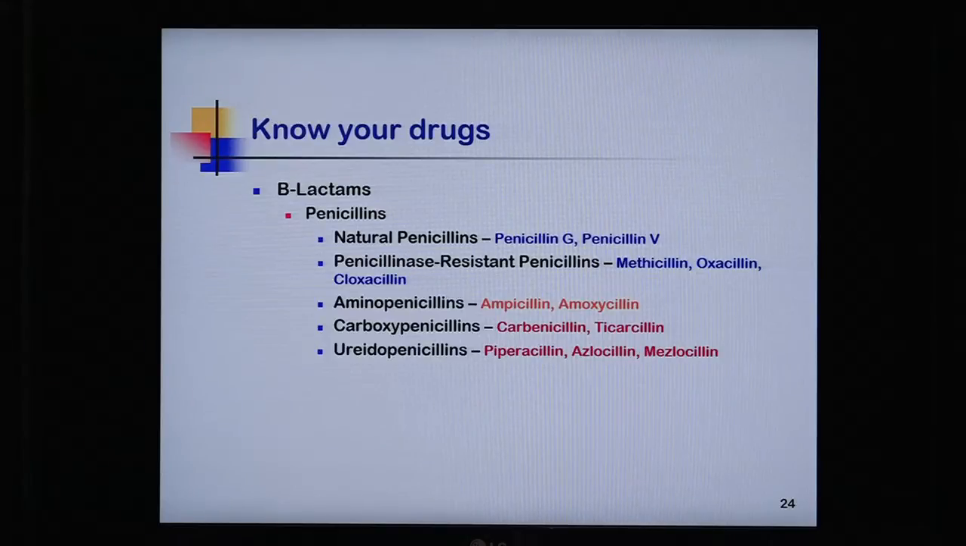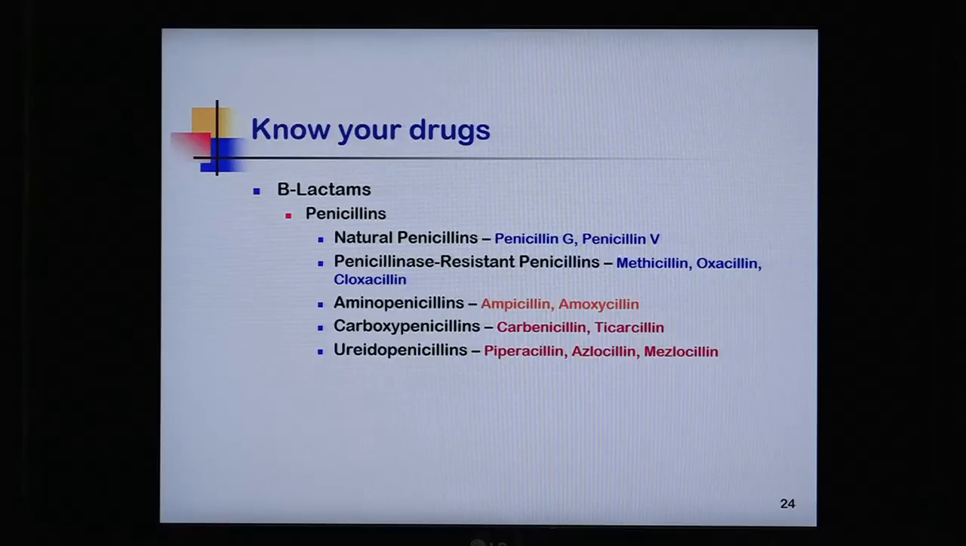Penicillins started with the natural penicillins like penicillin G and penicillin V, and how the antibiotics developed, we must understand this chronology. Penicillin G, when it was introduced, was only in injectable form. We wanted to develop an oral form, so penicillin V was developed. But these natural penicillins had a major action only against gram-positives.